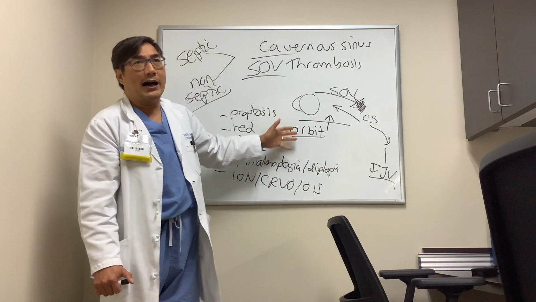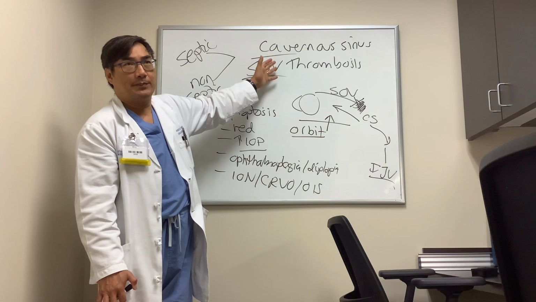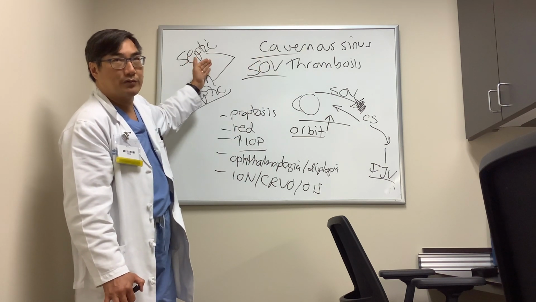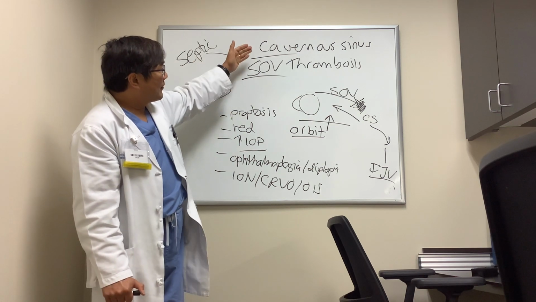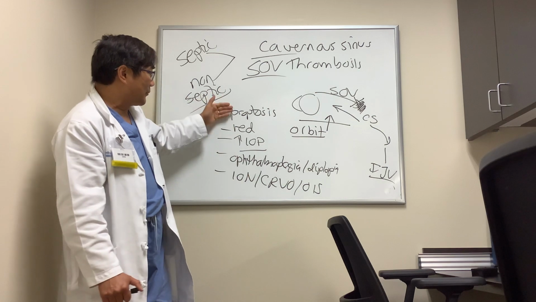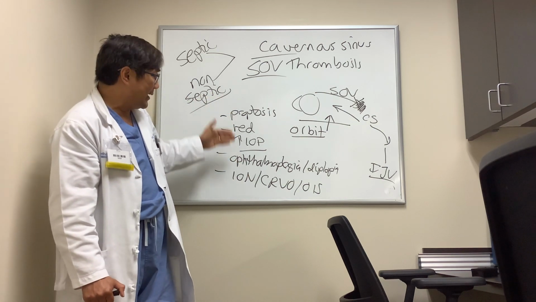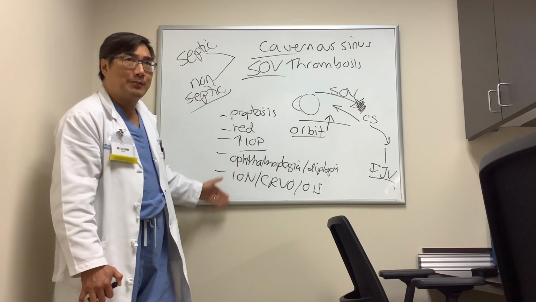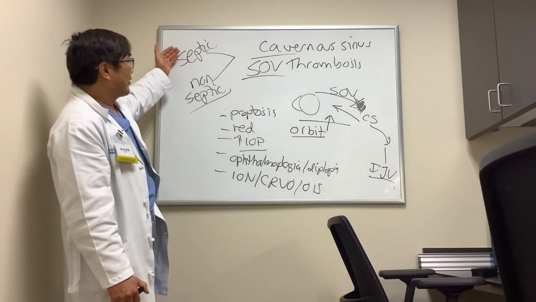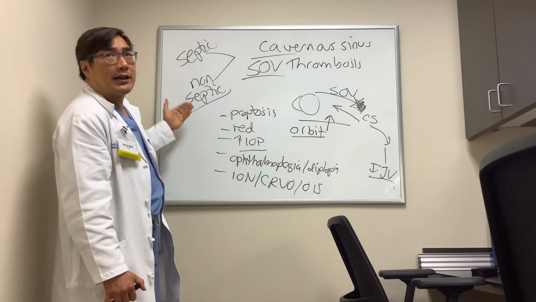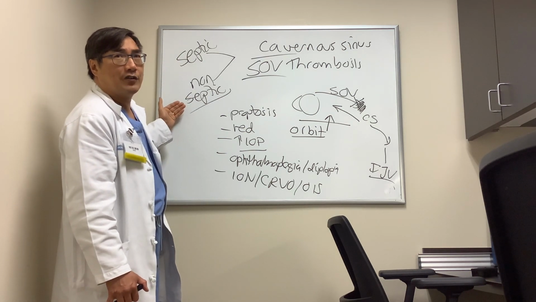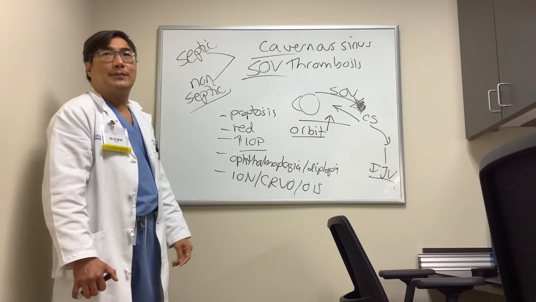These need to be admitted to the hospital because they're often very sick people, and if it's septic, we really need intravenous long-term antibiotic therapy as well as find the source. So both cavernous sinus and SOV thrombosis look the same. They have orbital congestion signs: proptosis, red eye, high IOP, ophthalmoplegia, diplopia, optic neuropathy, central retinal vein occlusion, or ocular ischemic syndrome. You got to look for this infectious source, and you got to treat with antibiotics if it's septic, and anticoagulation and a full hypercoagulable state workup if it's non-septic thrombosis.